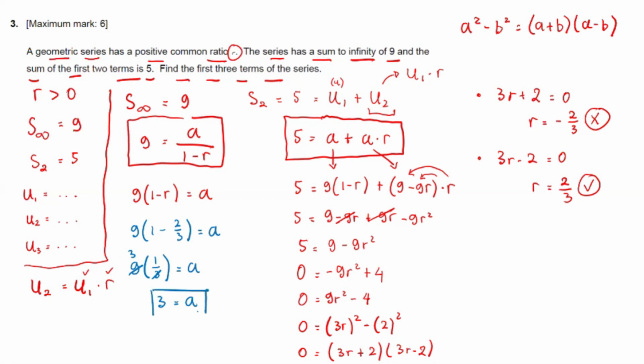Okay, we got the A and we got the R, so we can find U1 equals to 3, U2 equals to 3 times 2 over 3, which is going to be 2. And then lastly, we have U3 equals to 2 times 2 over 3, meaning we have it as 4 over 3. That's it. U1, U2, and U3. Okay, on to the next question.